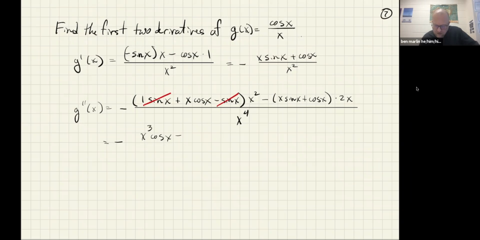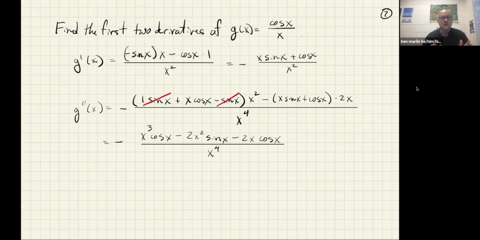But then minus the 2x times the x sine x, so 2x cubed sine x. I said cubed and I was just lying to you. I meant for that to be 2x squared sine x. I was testing you, that's what it was. Okay, minus 2x times the cosine x. All that divided by our x to the 4th.